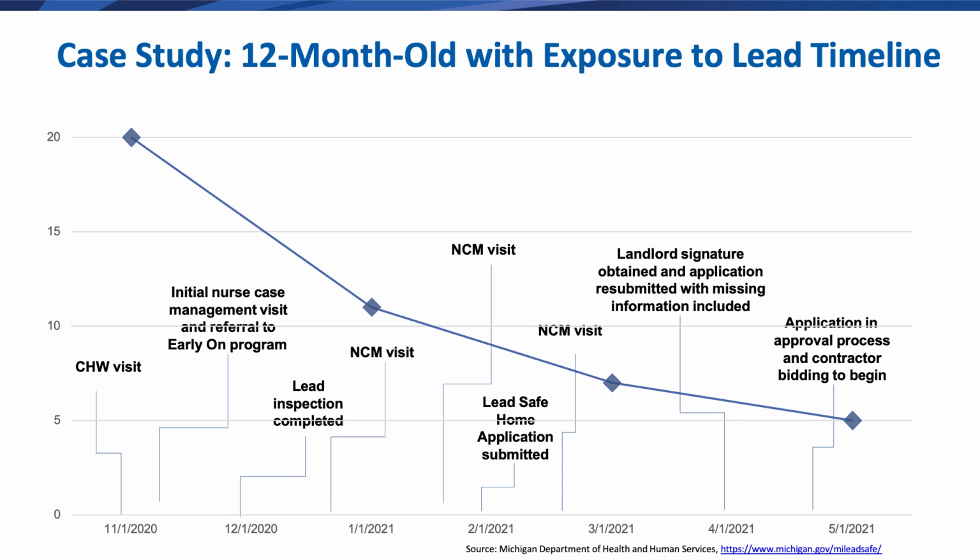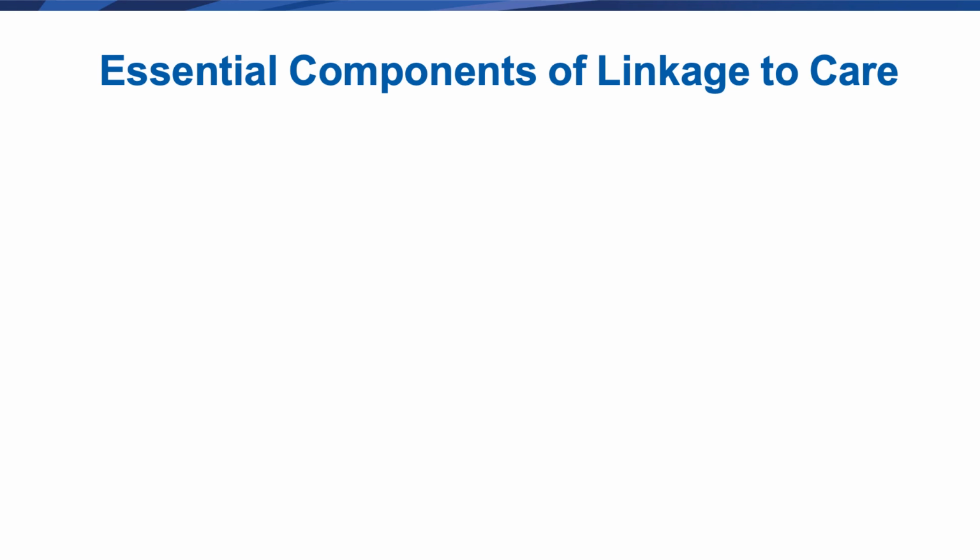This case provides a great example of how case management and the CDC recommended actions based on lead level should be implemented to decrease exposure and link children with blood lead levels above the reference value to appropriate resources. A timeline showing the events of a case study on a 12-month-old child with exposure to lead from November 2020 to May 2021. In summary, this module highlighted the essential components of linkage to care.